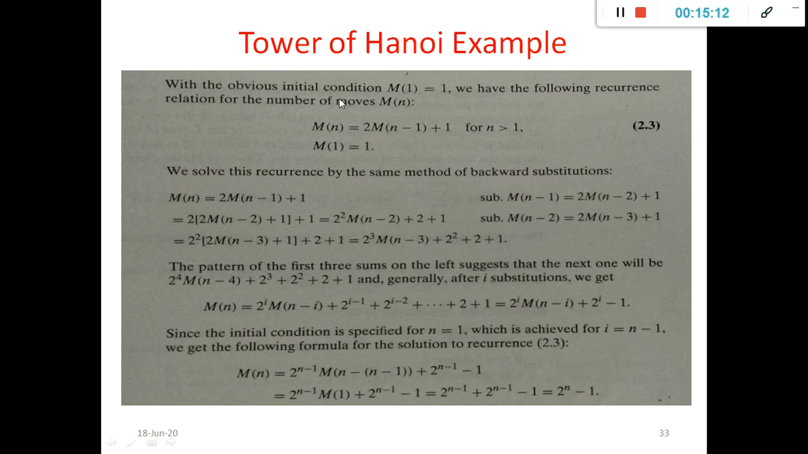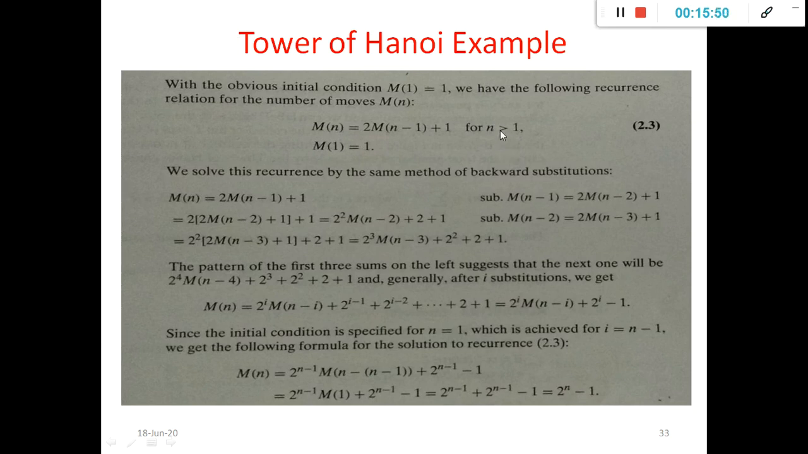Then, according to this basic operation, you have to set the recurrence relation for the number of moves, how many moves are required to completely move all the disks from the source tower to the destination tower. By using the recurrence formula, only one move is required, M of 1, if only one disk is available, or the number of disks n is equal to 1, then only one move is required. And n represents the number of disks and it is the input for Tower of Hanoi.